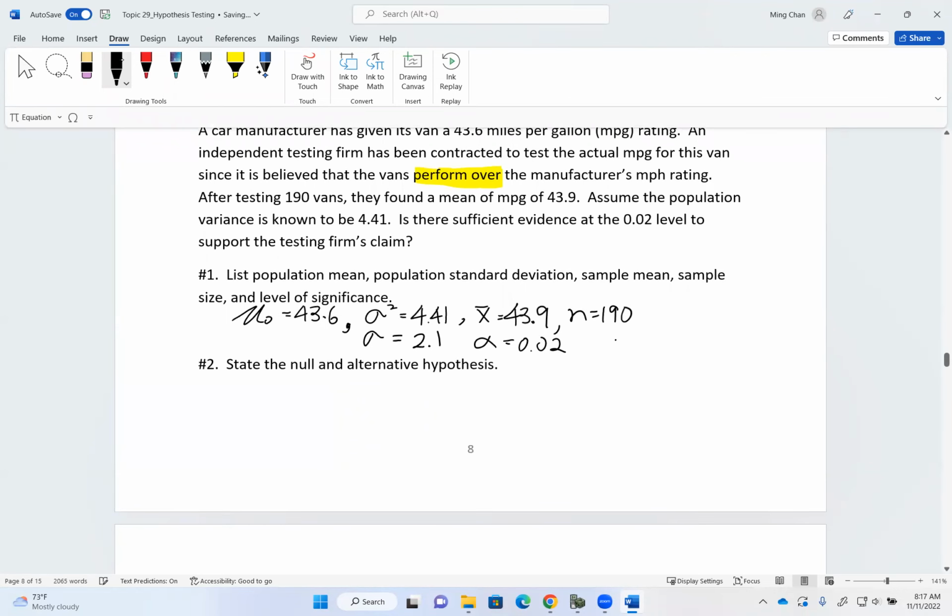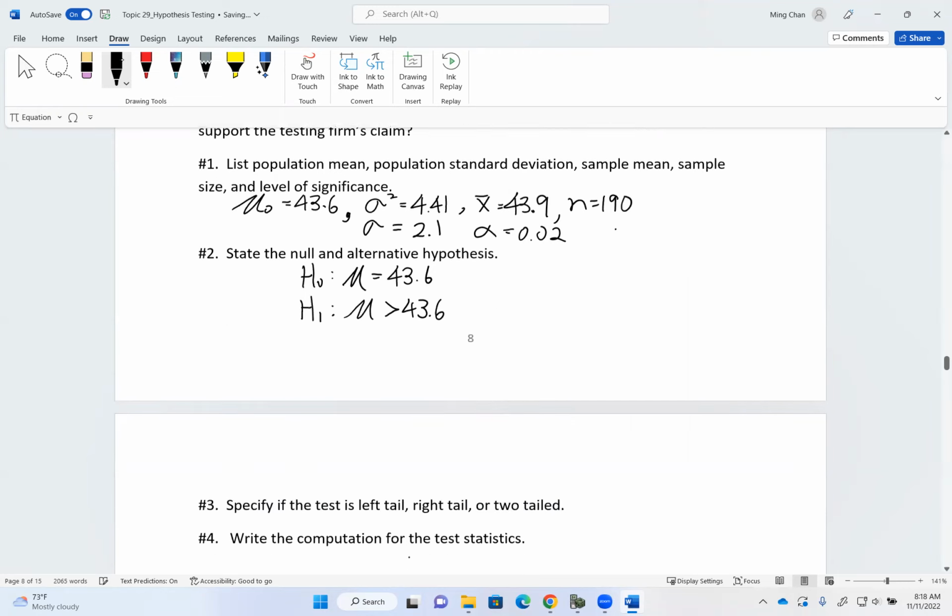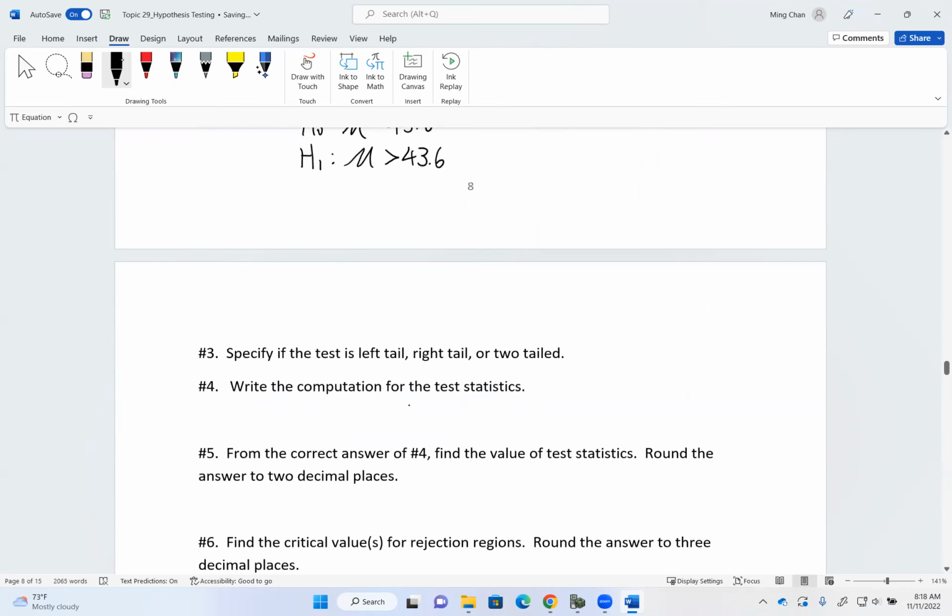So, state the null and alternative hypotheses. What the manufacturer is claiming is that the mean is 43.6, but the independent testing firm is saying it probably overperforms. So the alternative will be mu greater than 43.6. Number 3, we just said that overperform is a right tail test.